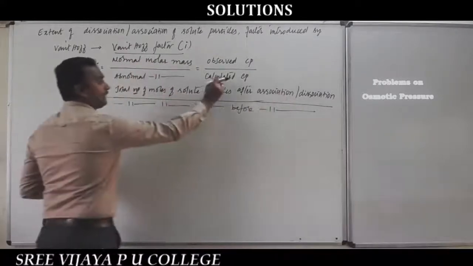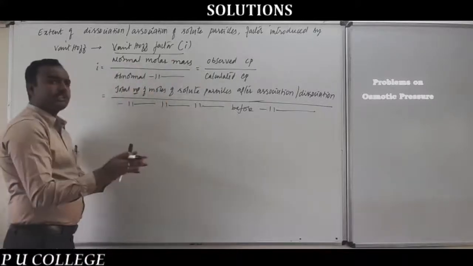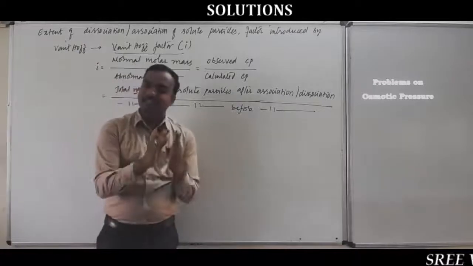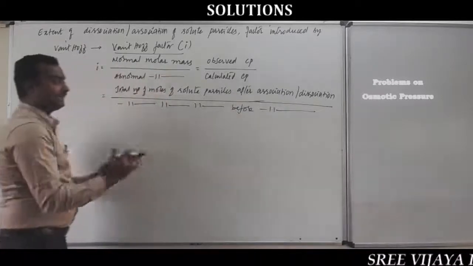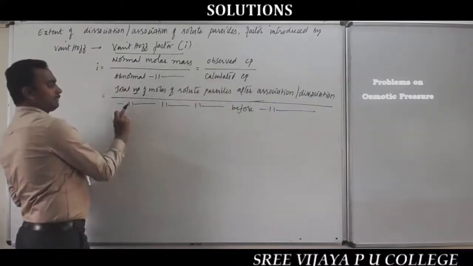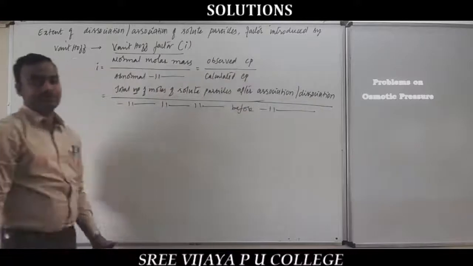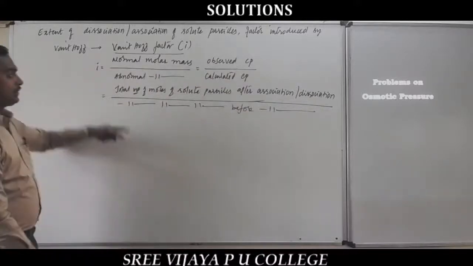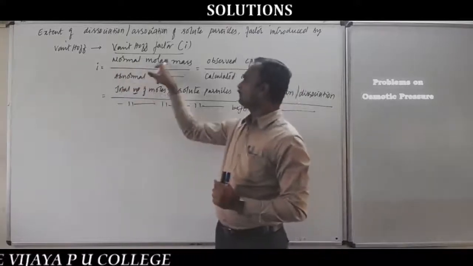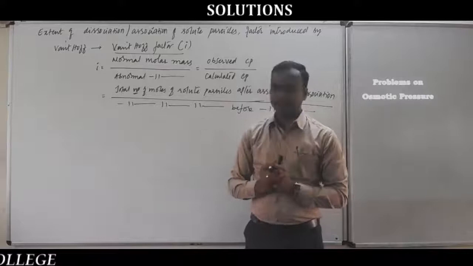And calculated colligative property ಅಥವಾ normal molar mass. Normal molar mass ಅಂದ್ರೆ ಏನಾಗುತ್ತೆ, before association or dissociation ನಿಮಗೆ molar mass ಇರುತ್ತೆ, that is itself the normal molar mass. So calculated colligative property is nothing but total number of moles of solute particles before association or dissociation. So ಈ ಮೂರಲ್ಲಿ ಯಾವ ರೀತಿ ಬೇಕಾದ್ರೂ ಡಿಫೈನ್ ಮಾಡಬಹುದು. Define Van 't Hoff factor simply: I is equal to normal molar mass divided by abnormal molar mass. That is one of the introductions of the Van 't Hoff factor.